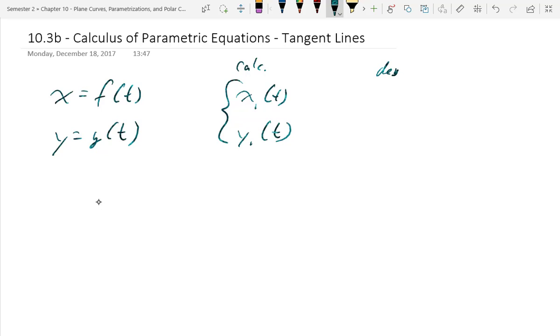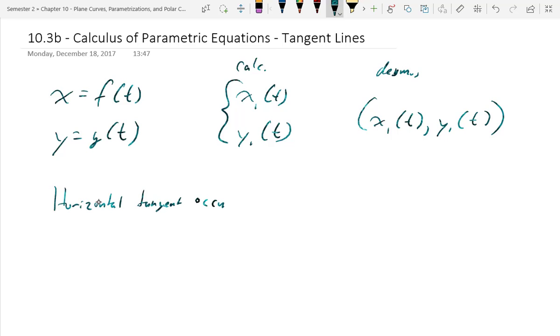Desmos, just so you have a record of how to graph it in Desmos, you literally do an ordered pair where you put x1 of t, comma, y1 of t, and then press enter and it starts to graph and gives you all the t options. But in any case, your horizontal tangent occurs when, you can probably anticipate this, what's true? dy over dt is equal to 0.